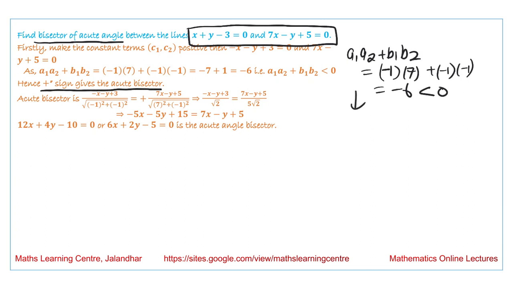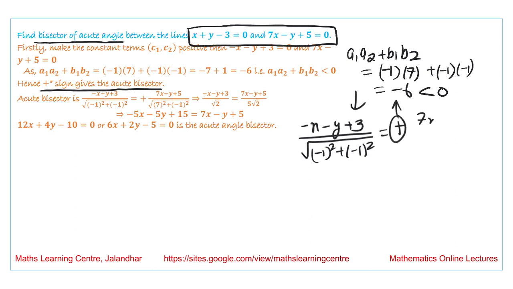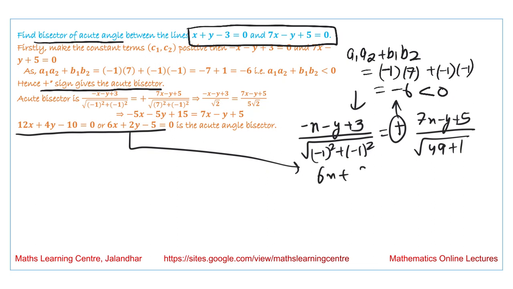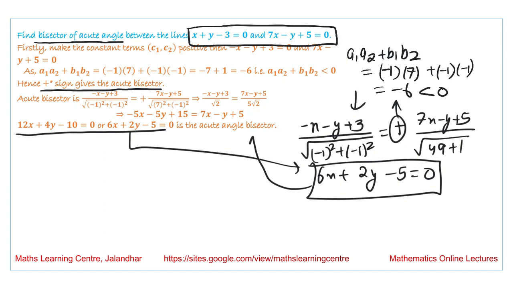So what we obtain from this is that the acute bisector is (minus x minus y plus 3) divided by square root of minus 1 square plus minus 1 square, with the positive sign over here, equal to (7x minus y plus 5) divided by square root of 49 plus 1. On solving this, we get the equation in the form 6x plus 2y minus 5 is equal to 0. So this gives us the acute angle bisector.